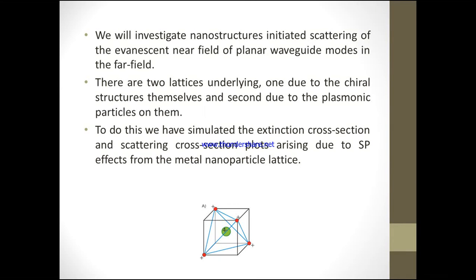Now, we will try to investigate the scattering due to these metal nanoparticles, the plasmon enhanced scattering, and try to find out its wavelength dependence and how it affects the transmission. To do this, we have simulated the extinction cross-section and scattering cross-section plots, which arise due to surface plasmon effects in the lattice.